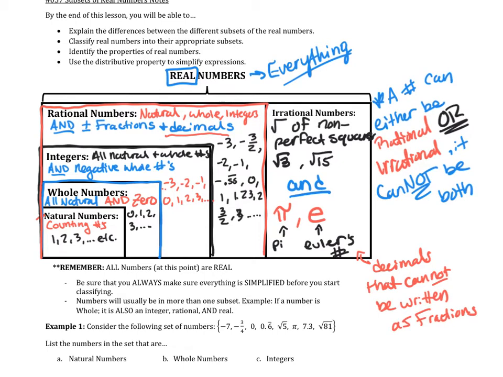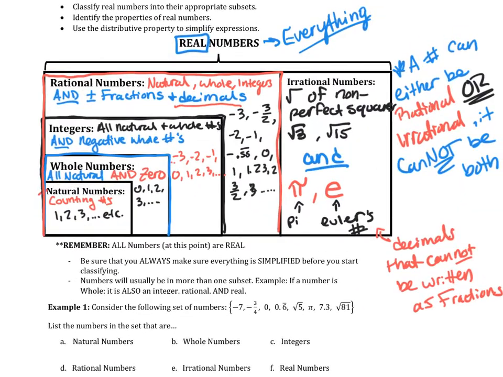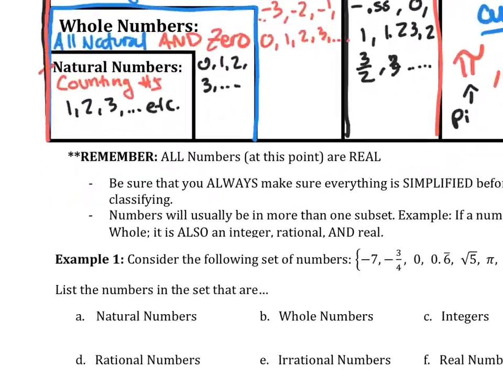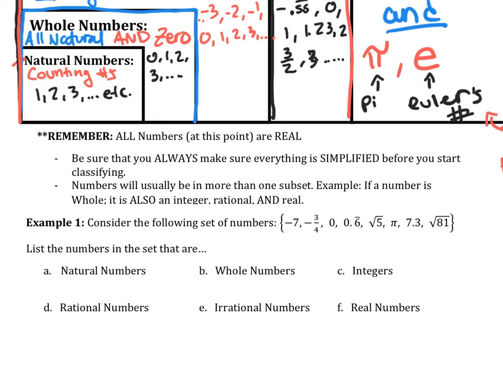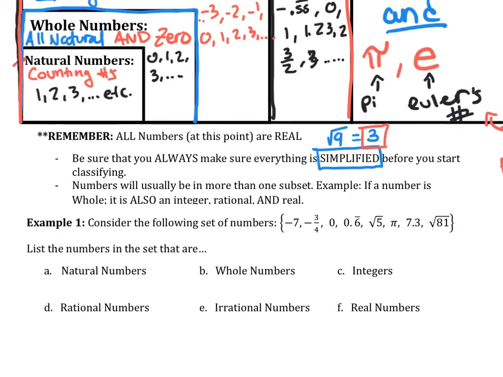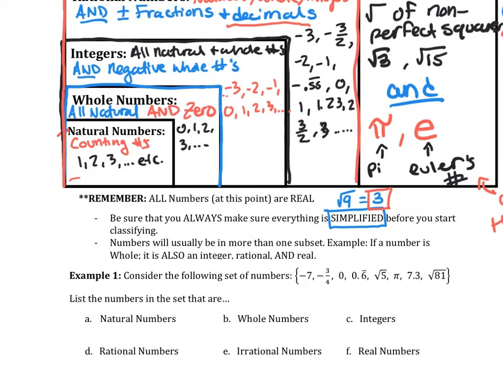Okay, so a couple things to remember. First, all numbers at this point that we know are real. Make sure that when you're identifying numbers, everything is always simplified as much as possible before you start classifying. What I mean by that is if we had the square root of 9, the square root of 9 is equal to 3, so you would treat that number as 3 when you're classifying. So 3 would be a natural number, a whole number, an integer, rational, and real. It'd be everything except irrational.